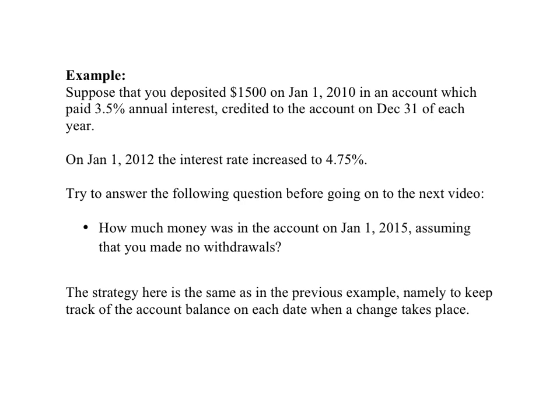On January 1st, 2012, however, the interest rate increased to 4.75%. This happens over time, that interest rates change. Now try to answer the following question before going on to the next video. How much money was in the account on January 1st, 2015, assuming that you made no withdrawals? All that happened is you started with $1,500, it grew 3.5% a year for 2 years, and then it grew 4.75% a year for 3 more years.